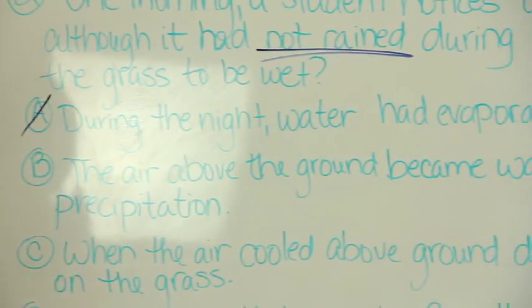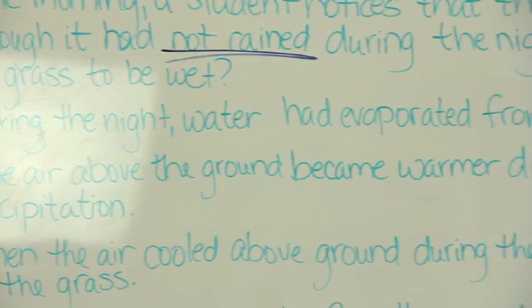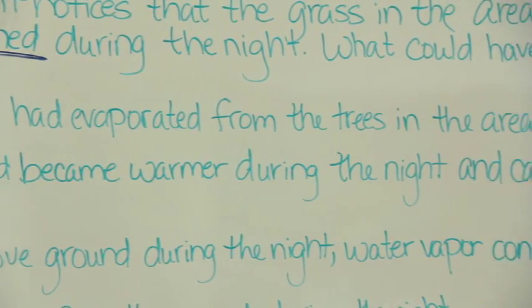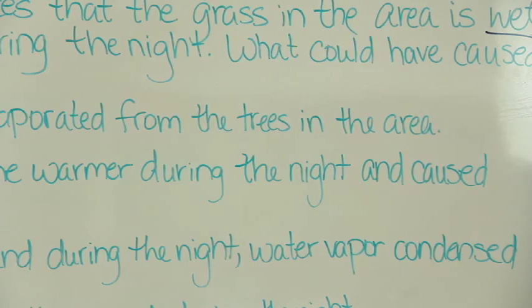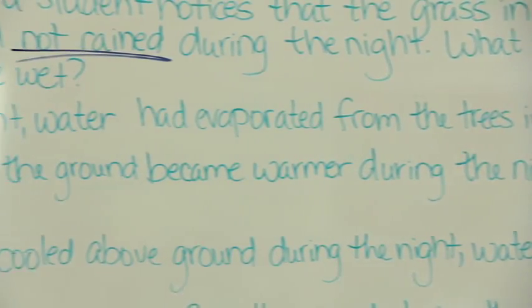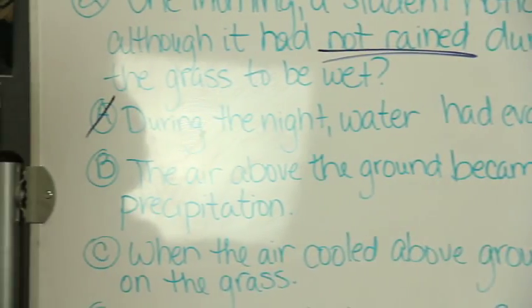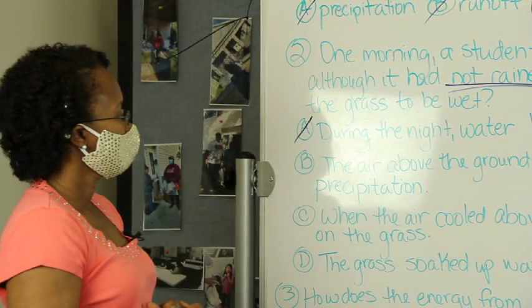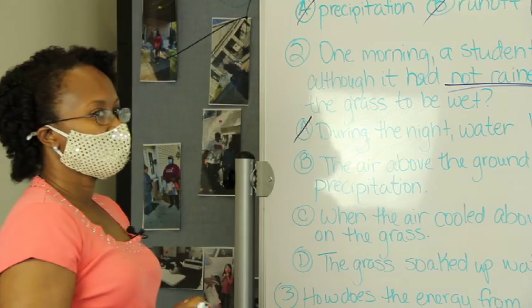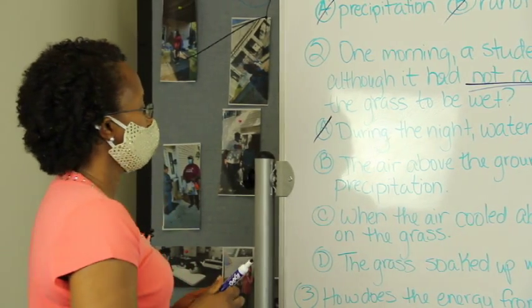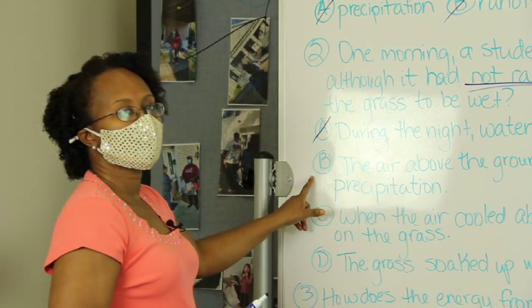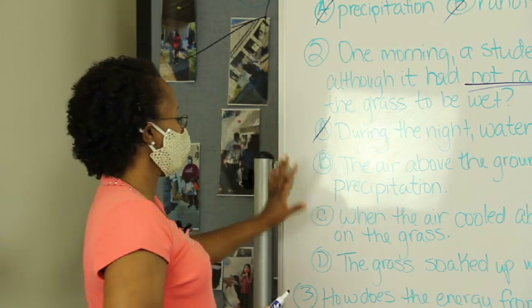Let's look at B. The air above the ground became warmer during the night and caused precipitation. So what happens when the air above the ground becomes warmer? It evaporates. And it doesn't really cause precipitation. So I'm not so certain about that one. We'll just leave it. I won't mark it out yet.